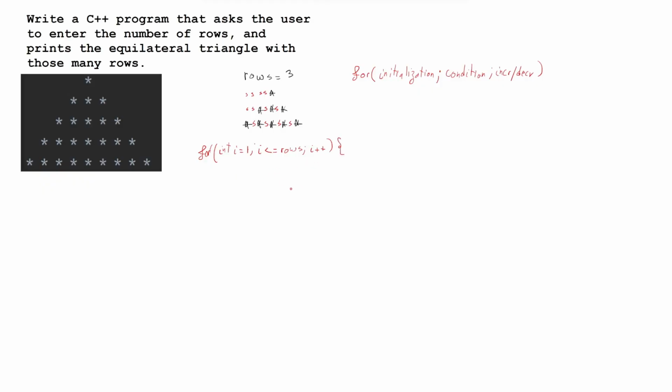And then inside this one, this is what nested loops are. Inside this for loop, we're going to need 2 other for loops. One for the spaces before the stars. So let's write this for loop. We're going to declare, let's call it j equal 1.